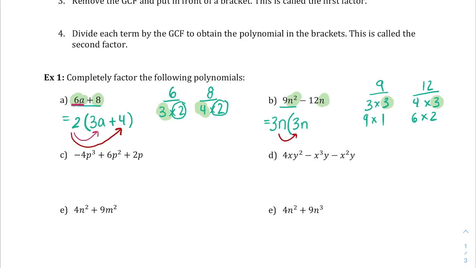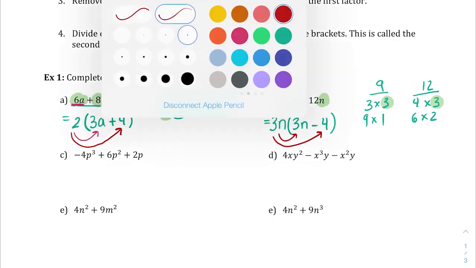3n times what will give us back 12n? That would be negative 4. Again, you should get into the habit of doing a quick check. 3n times negative 4 is negative 12n. So we're doing it correctly.